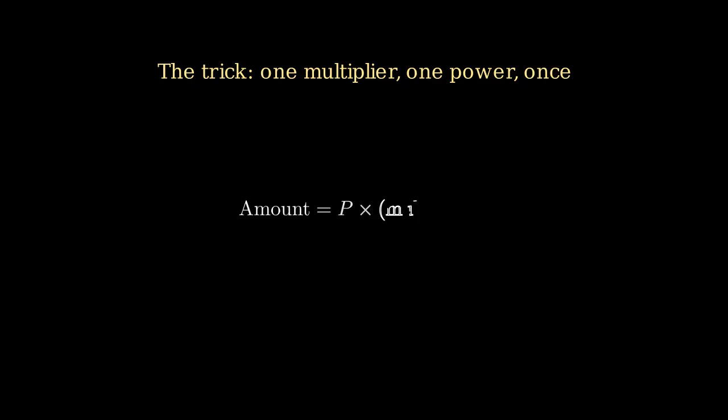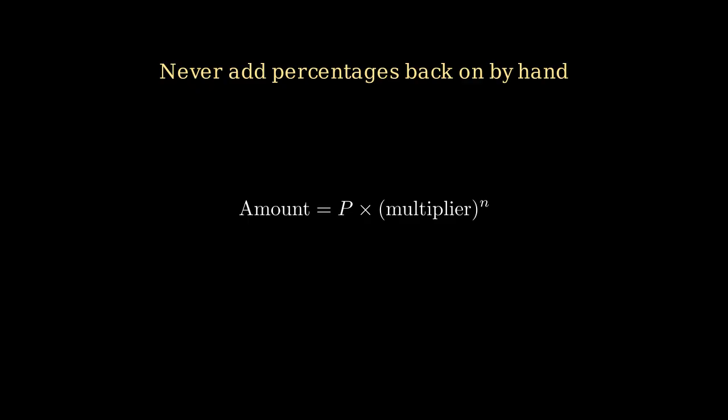Here's the trick that makes this easy. You work out one multiplier, raise it to one power, and apply it just once to the original amount. You never repeatedly find the percentage and add it back on by hand year after year.